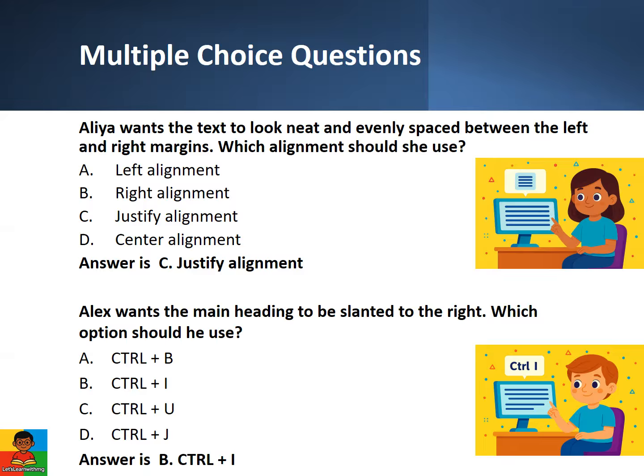Question 4. Alex wants the main heading to be slanted to the right. Which option should they use? A. Control plus B. B. Control plus I. C. Control U. D. Control plus J. The correct answer is B. Control I.